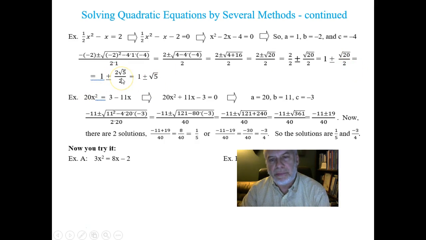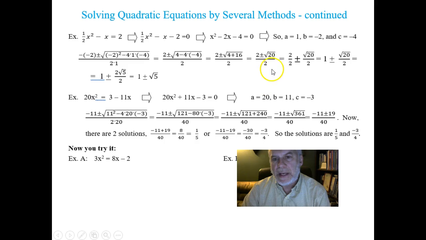Now you can actually break up square root of 20 into square root of 4 times square root of 5. And the square root of 4 becomes just 2. And so you end up with 2 radical 5 over 2. And the 2's cancel. And so you have 1 plus or minus the square root of 5. So that's the final answer after all the simplifying.